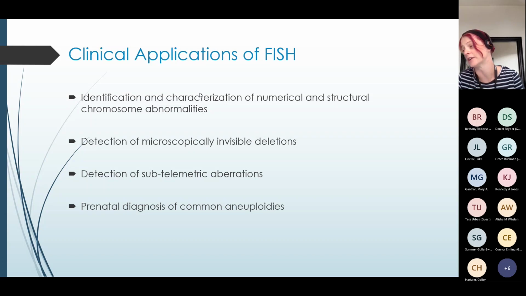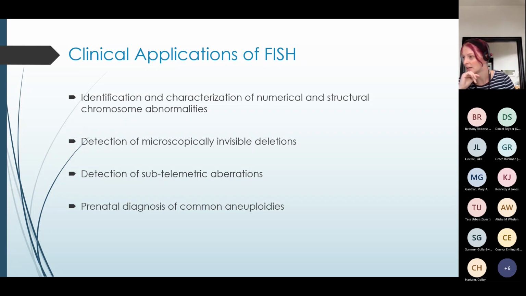Again, identification and characterization of the number and structure of chromosomes and their abnormalities. We can detect microscopically invisible deletions. So we might not be able to see every single thing that's wrong on those chromosomes in the karyotype, right? There's a certain number of base pairs with a karyotype that you can detect, but you have to have a big chunk missing for us to be able to detect it with your eyes.